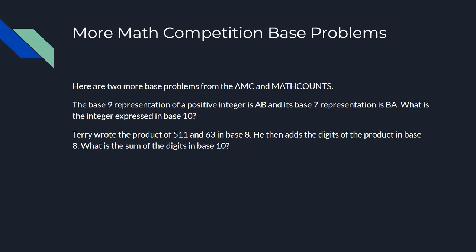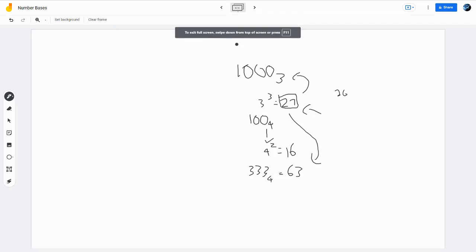And here are 2 more base problems from the AMC and MathCounts. I'll do the first one, and I'll let you figure out the second one by yourself. So I'll give you 5 seconds for the first one. Okay, so the base 9 representation of a positive integer is AB, and its base 7 representation is BA. What is the integer expressed in base 10?